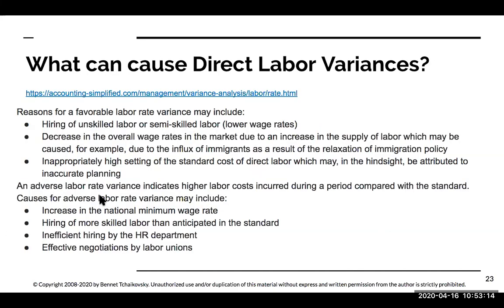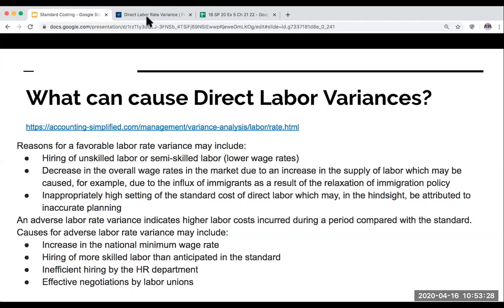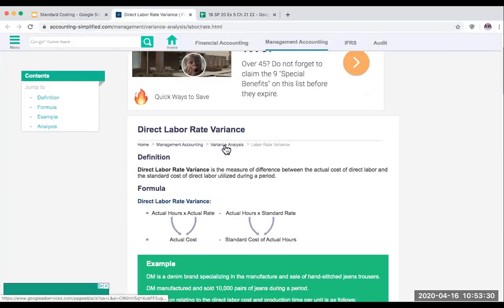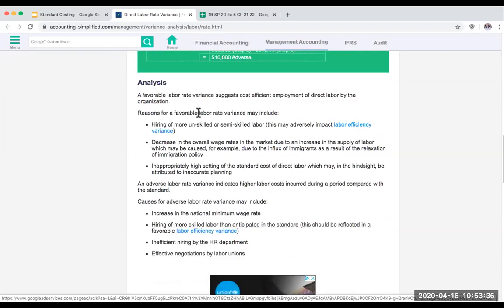So what can cause direct labor variances? Accountingsimplified.com is a great reference website when it comes to this. When can things go bad? If we look over here, what causes a favorable labor rate variance might be the hiring of more unskilled or semi-skilled labor. That might help us out if we can hire people at a cheaper rate, but however, they may not be as efficient, so that can really go either way.